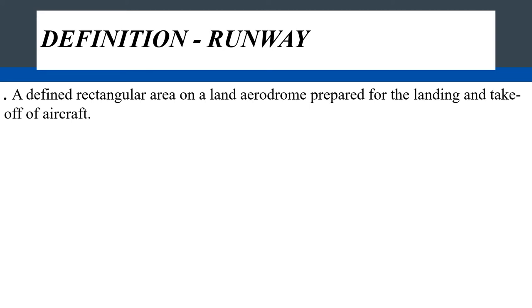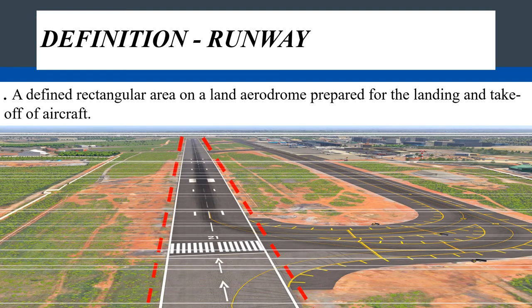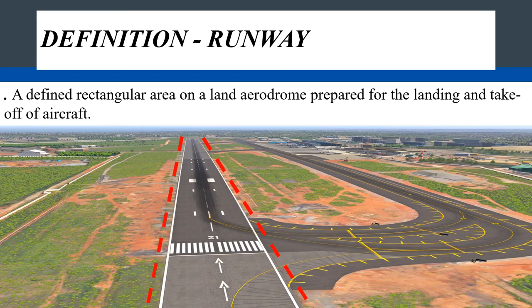Let's also look at the definition for a runway. A runway is defined as a rectangular area on a land aerodrome prepared for the landing and takeoff of aircraft. So if you look on your screen, you will discover that we have a red bounded area. That is the runway, the area prepared for the landing and taking off of aircraft. No other area is used for the takeoff of aircraft except for these locations.